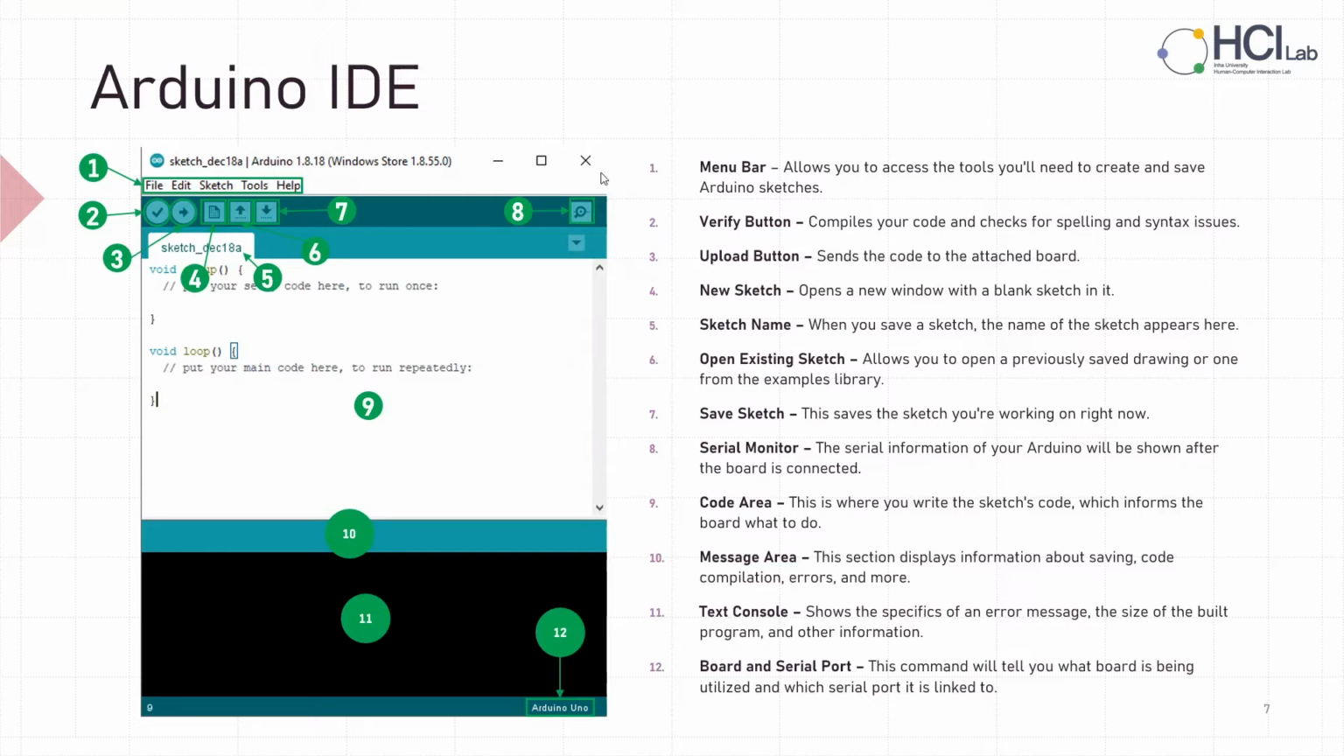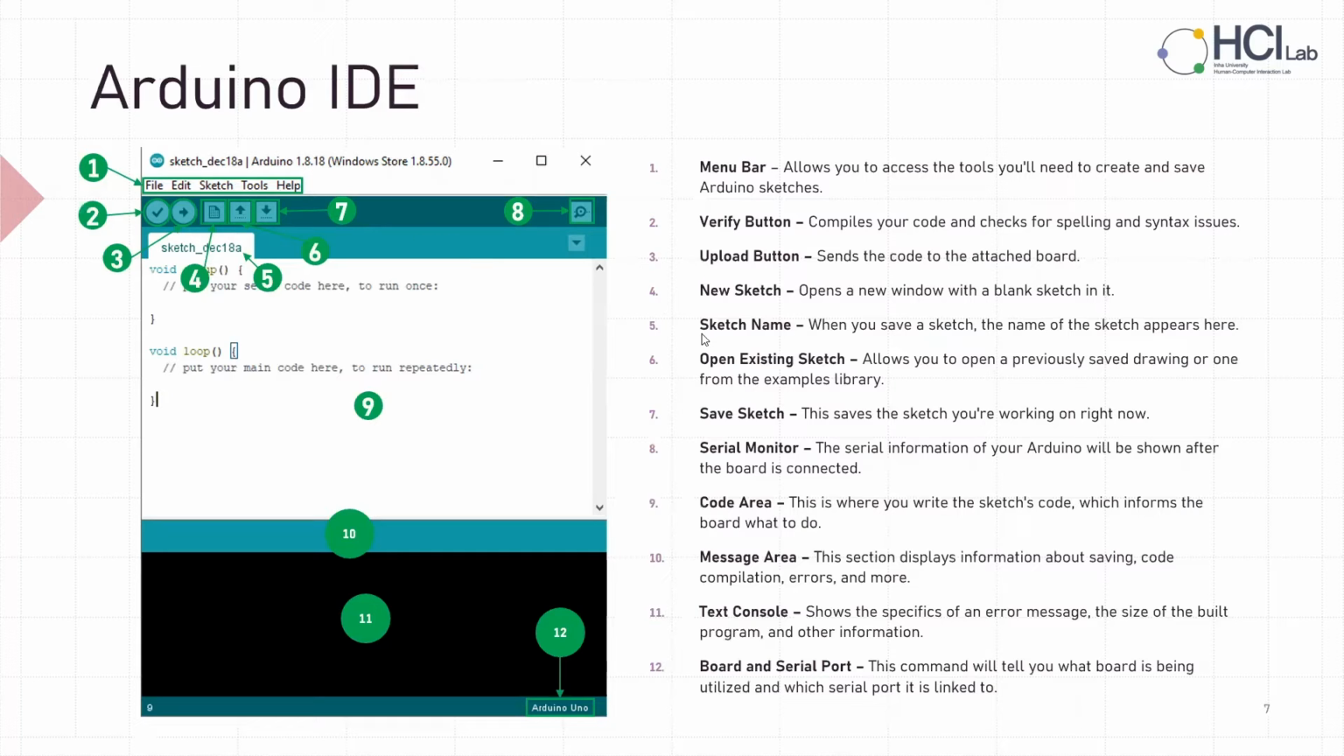menu bar. This allows you to access the tools you'll need to create and save Arduino sketches. And next one, this is the verify button, which compiles your code and checks for spelling and syntax issues. And next one is the upload button, which sends the code to the attached board. And next one is a new sketch. It means you can open a new window with a blank sketch in it.